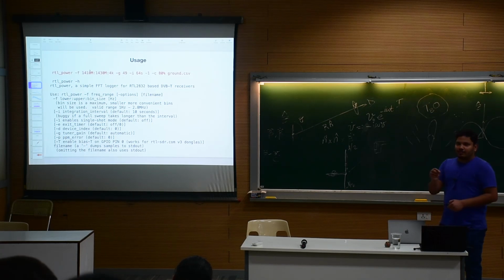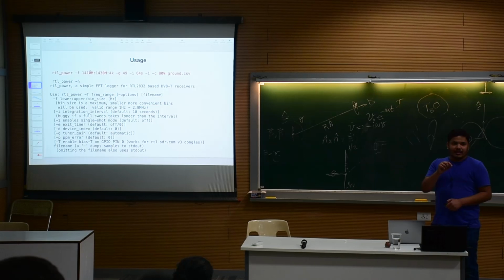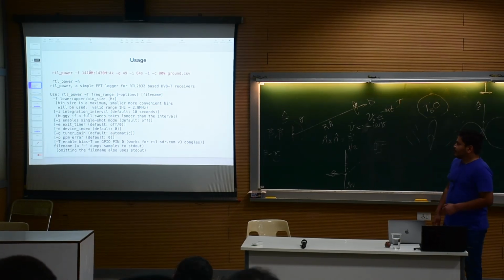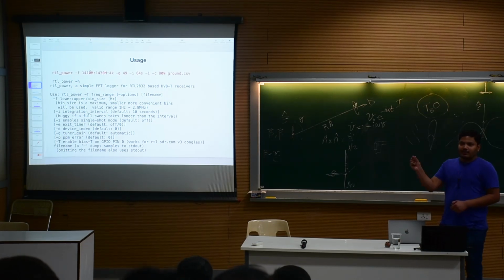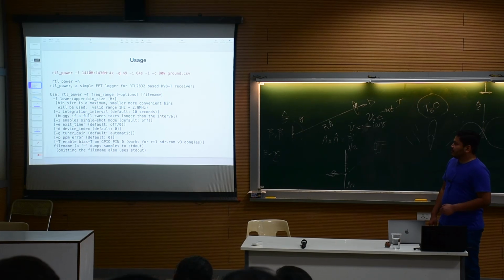If you remember from the morning lecture, the hydrogen line frequency is 1420.4 megahertz, and we give the bin size as 4 kilohertz. Bin size is basically what frequency resolution you want in this entire band. Then we set the gain of the receiver with dash g, which we can set to a maximum of up to 50 dB.